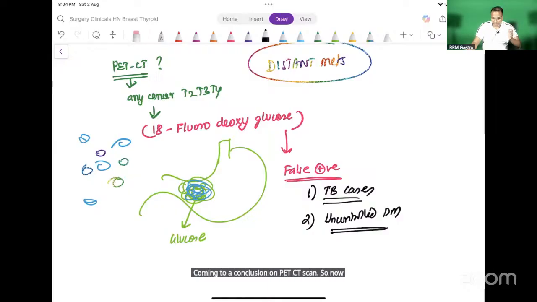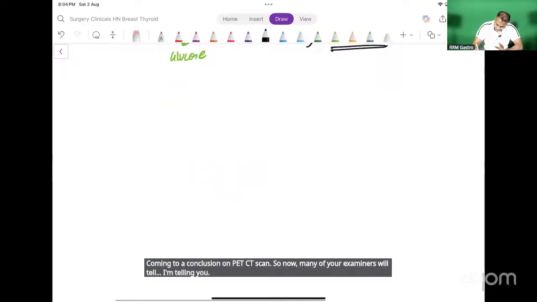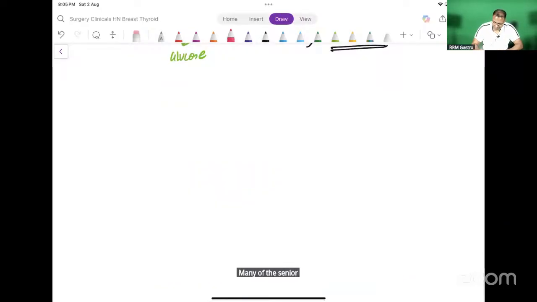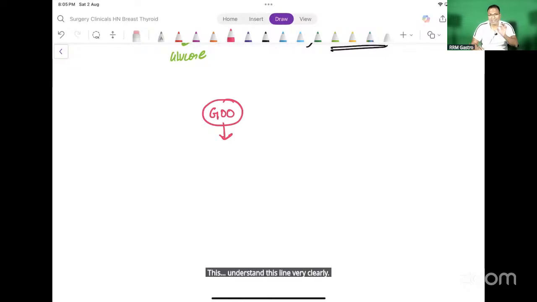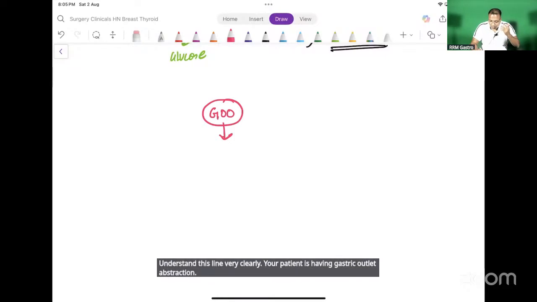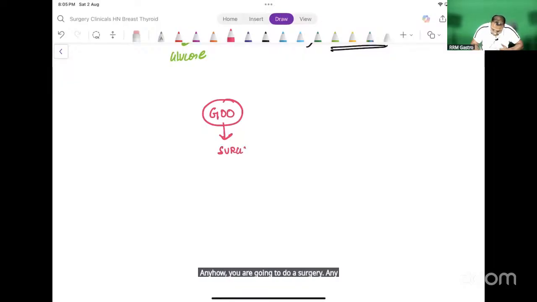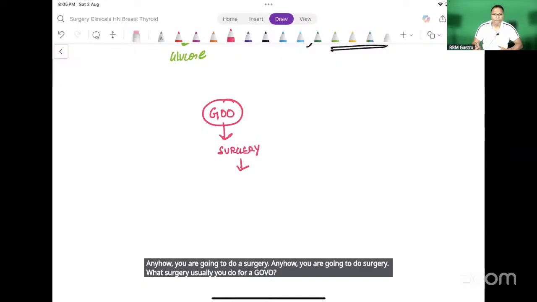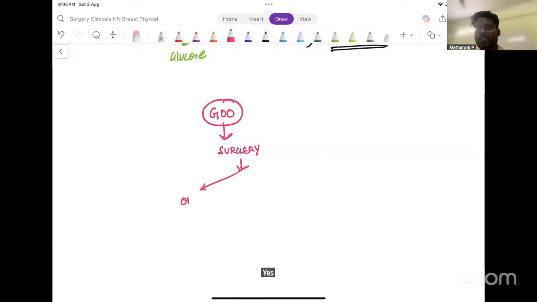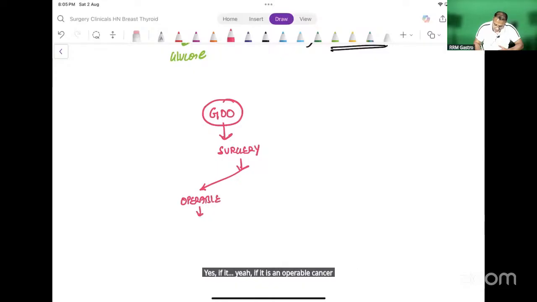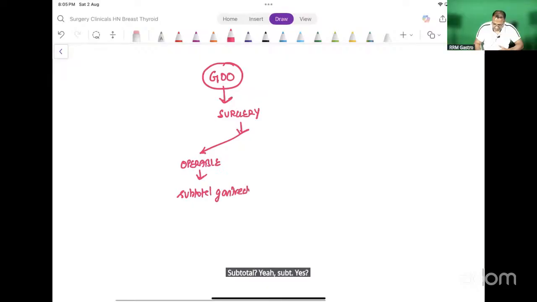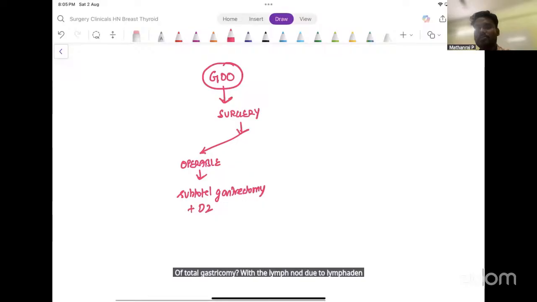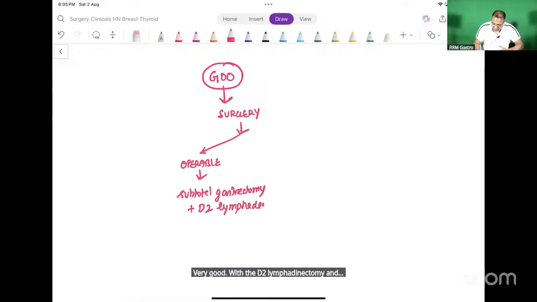Many senior examiners will expect this answer. Understand this line very clearly: your patient is having gastric outlet obstruction. Anyhow, you are going to do a surgery. What surgery do you usually do for a GOO? If it is an operable cancer, subtotal gastrectomy plus D2 lymphadenectomy.